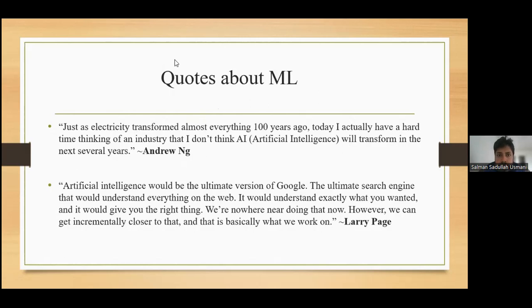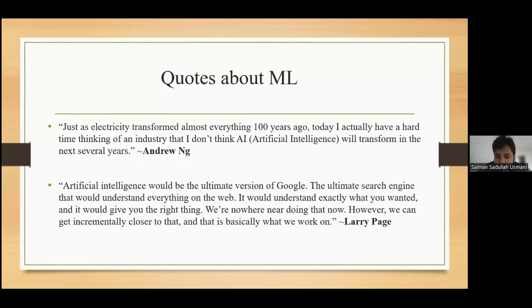What he said was that artificial intelligence would be the ultimate version of Google, the ultimate search engine that would understand everything on the web. It would understand exactly what you wanted, and it would give you the right thing. We are nowhere near doing that now. However, we can get intimately closer to that. That is basically what we work on.